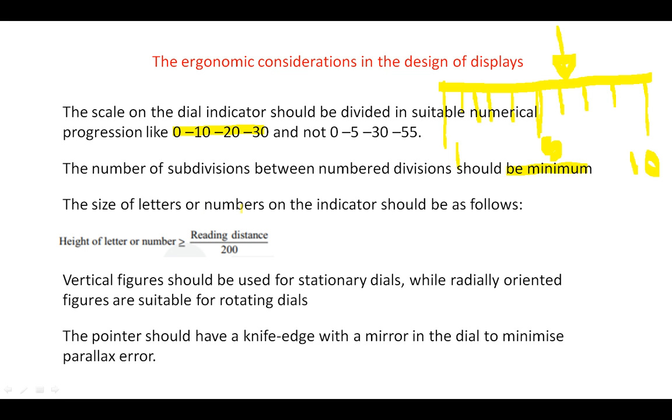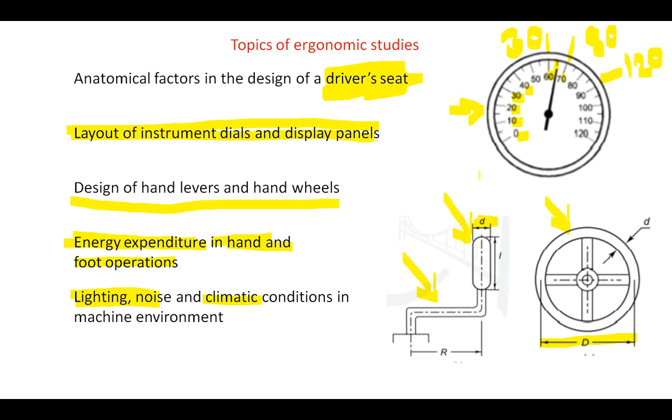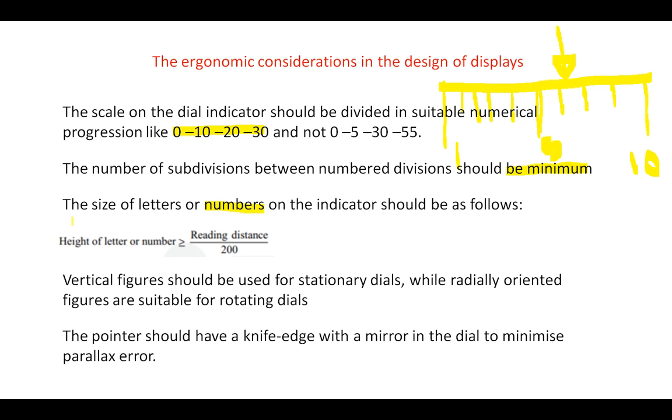Next one, the size of letters or numbers on the indicator should be as follows. See, this is a numbering on a dial: 120, 110, 100, 90. So what should be the size of this numbering? That is given by this empirical formula. We have seen what empirical means. What should be the height of a number or a letter, it should always be greater than or equal to the reading distance divided by 200.